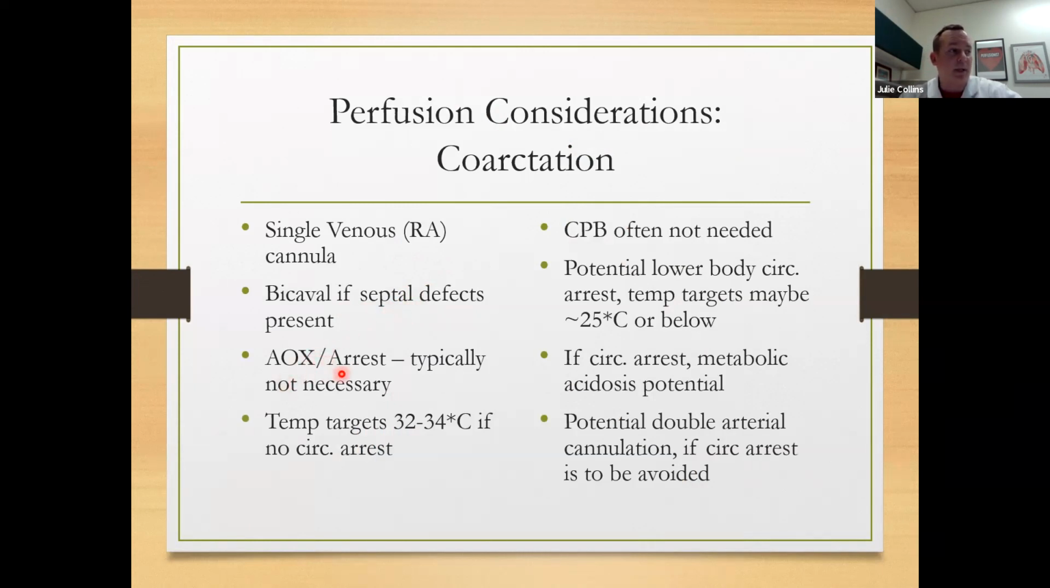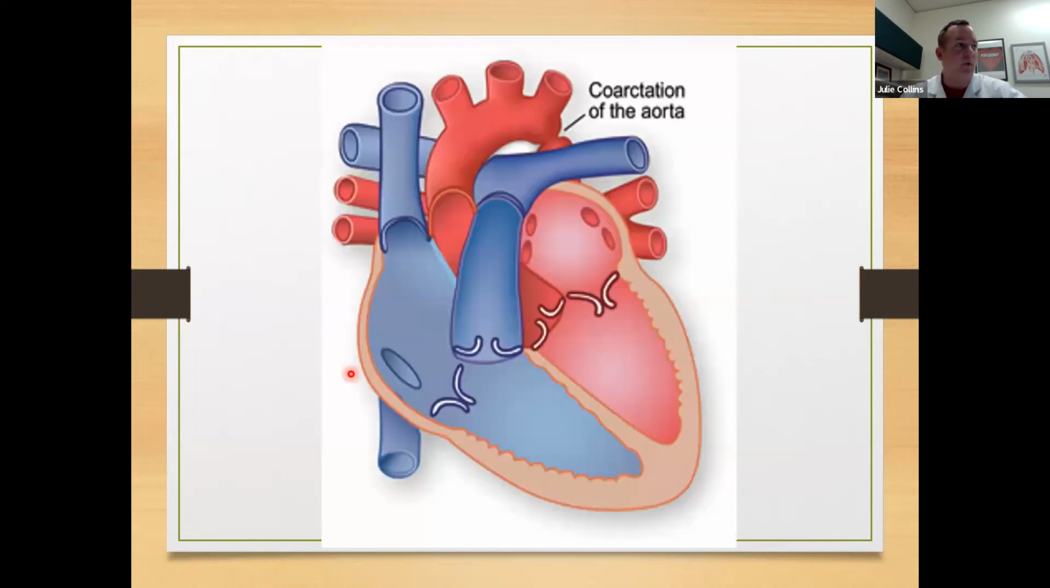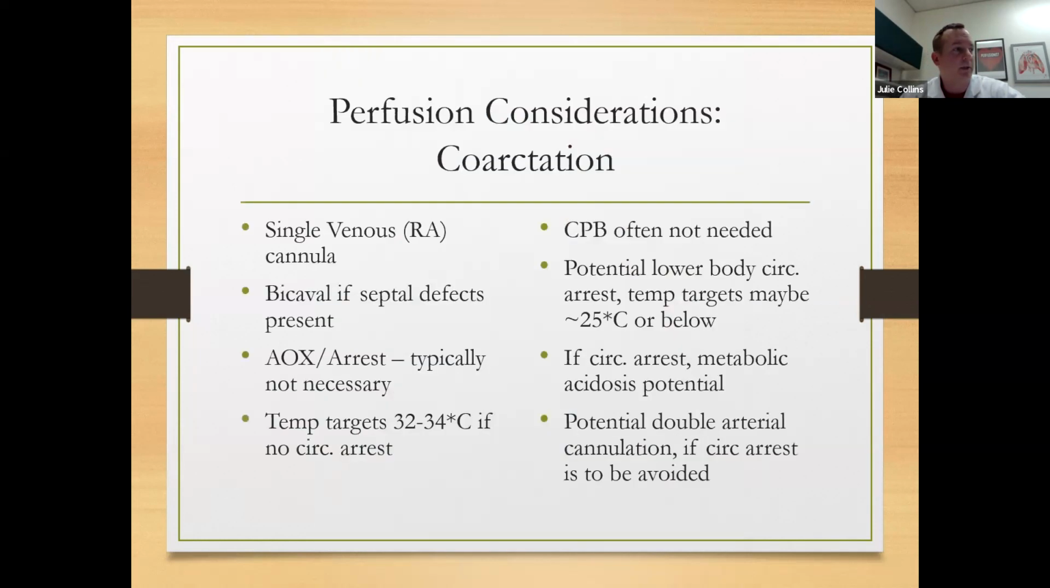Aortic cross clamp is not technically going to be necessary. They will put a cross clamp here, but that doesn't mean we have to arrest the heart to do that. So let's say we're not going to arrest the heart. We're going to go on bypass. What might we do to make sure we're still getting distal perfusion by going on bypass? What can we potentially do surgically?